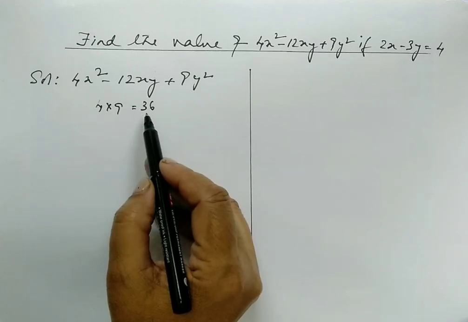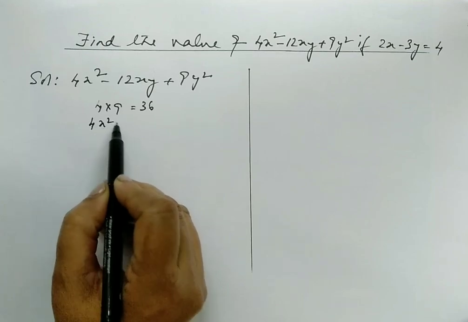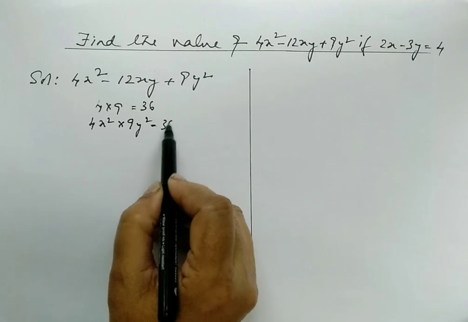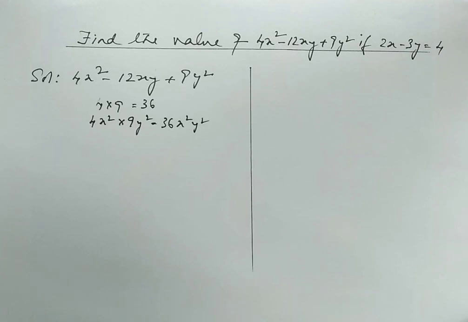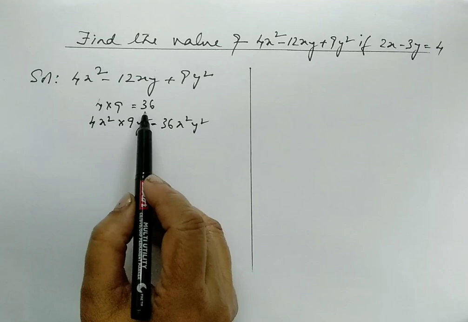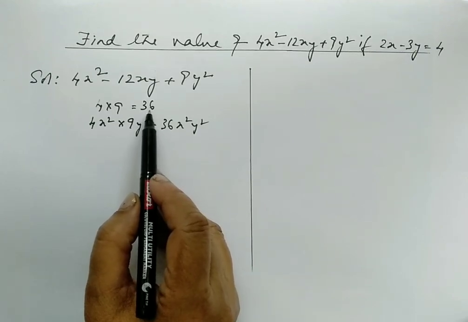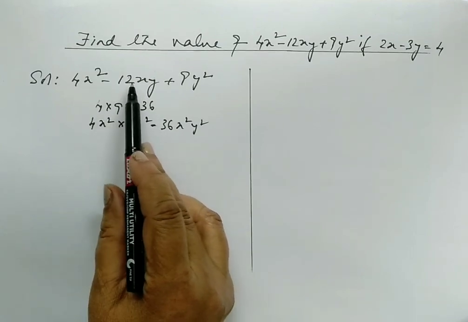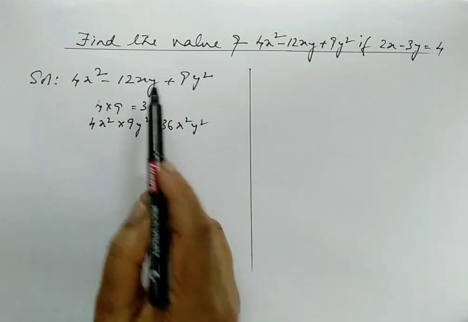Then we find out the factors. If we were to multiply 4x² by 9y², we would get 36x²y², isn't it? So to make it very simple, it's better that you try and figure out what should be the factors of 36 which give us, on addition or subtraction, 12, the coefficient of this term.